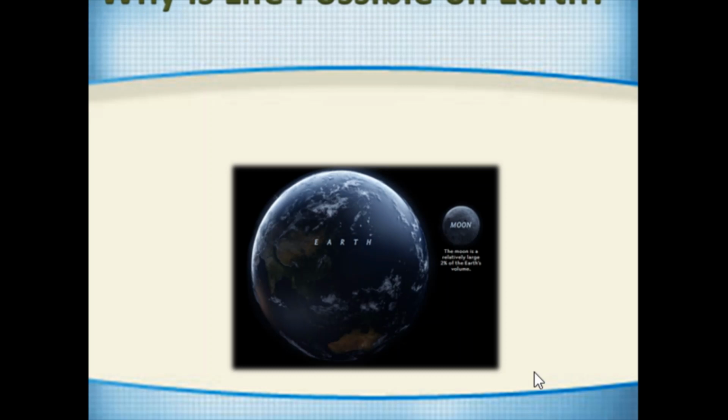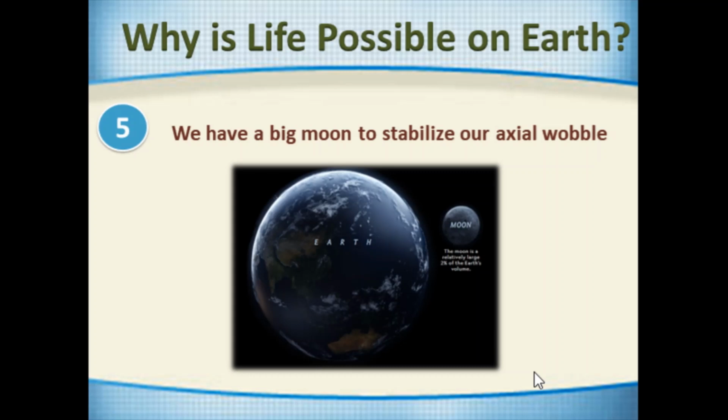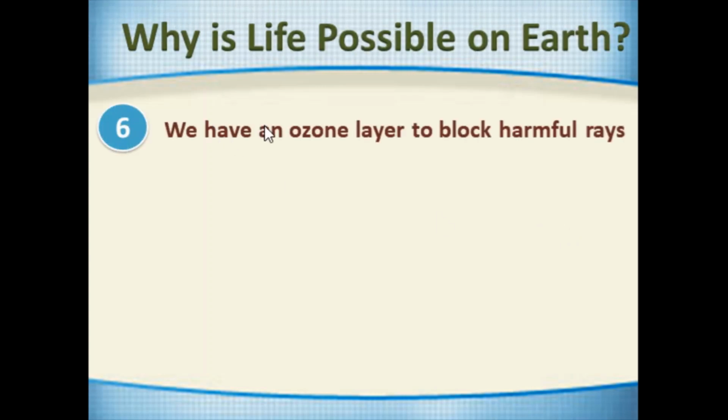And fifth, I think is the familiar reason: we have a big moon to stabilize our axial wobble. And sixth, we have an ozone layer to block harmful rays. I think this is the most important or common reason why life is possible on Earth.